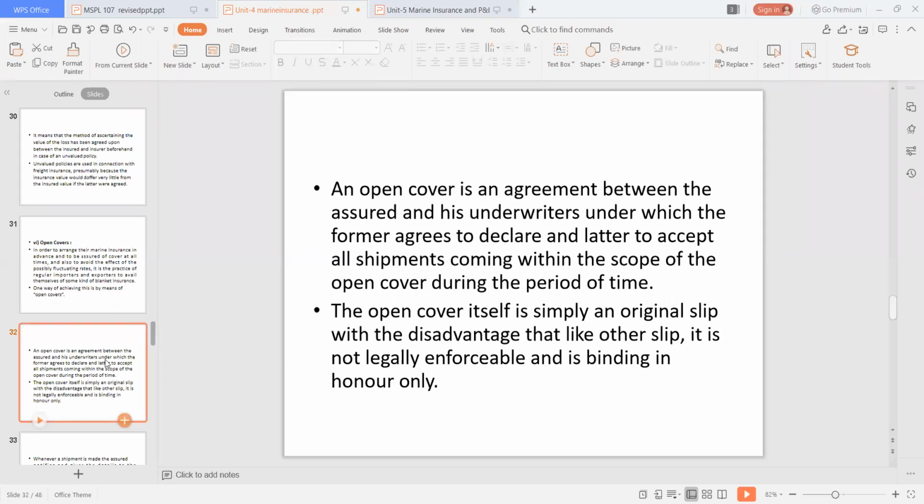An open cover is an agreement between the assured and his underwriters, under which the former agrees to declare and later to accept all shipments coming within the scope of the open cover during the period of time. The open cover itself is simply an original slip with a disadvantage that, like other slips, it is not legally enforceable and is binding in honor only.